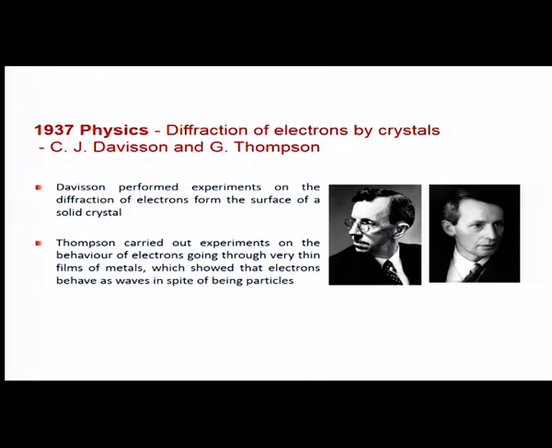In 1937, the Physics Nobel Prize went to C.J. Davisson and G. Thomson. Here it is for diffraction again, but diffraction of electrons by crystals. Crystal is also there, diffraction is also there, but not X-rays. It is diffraction of electrons by crystals. Davisson performed experiments on the diffraction of electrons from the surface of a solid crystal. Thomson carried out experiments on the behavior of electrons going through very thin films of metals, which showed that electrons behave as waves in spite of being particles, because this has already been proved by de Broglie by the equation lambda equal to h by mv.